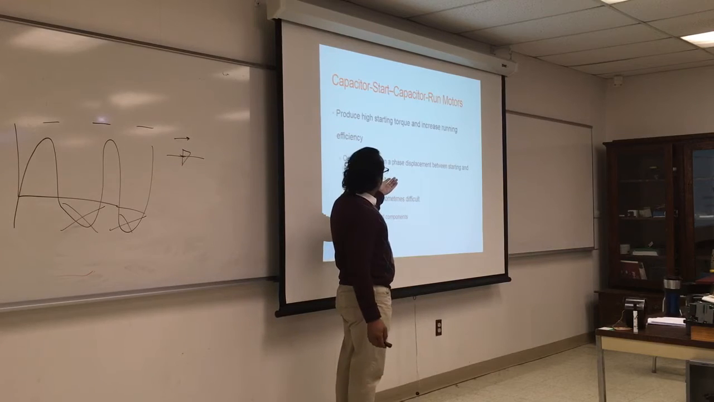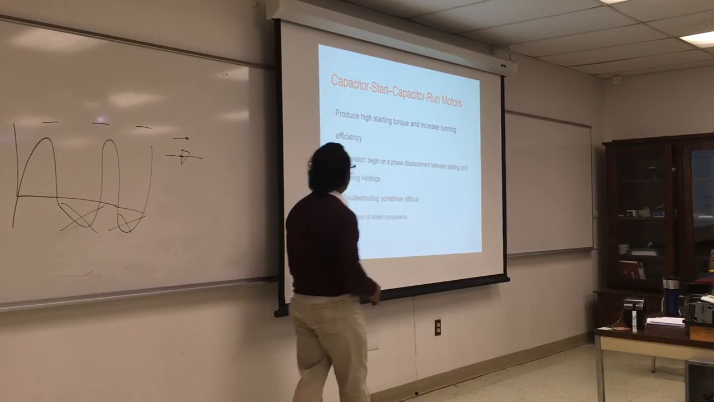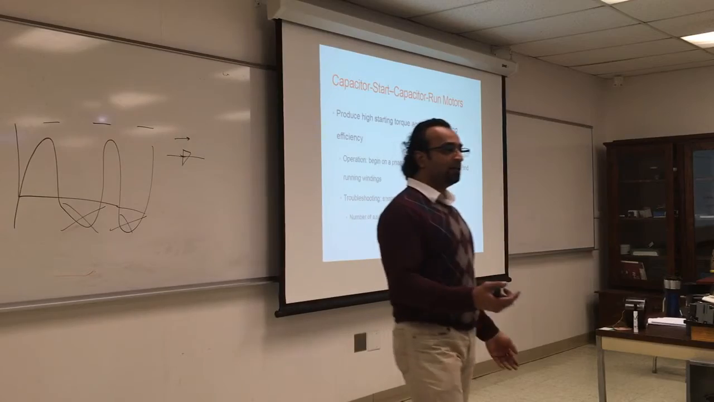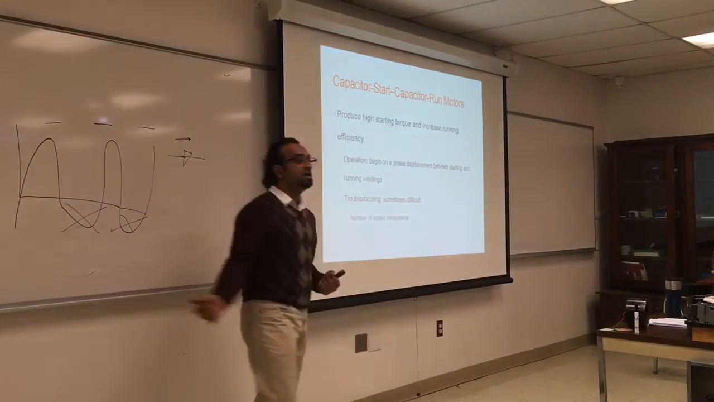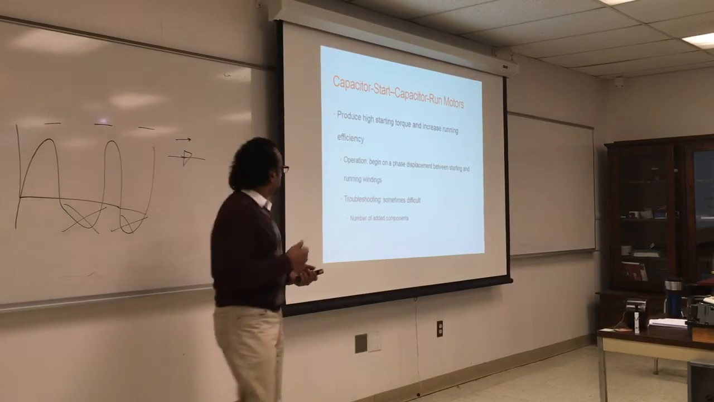It begins with the phase displacement between starting and running winding. So we have a start winding and running winding. We do phase displacement, which basically means we branch a phase from the actual current.